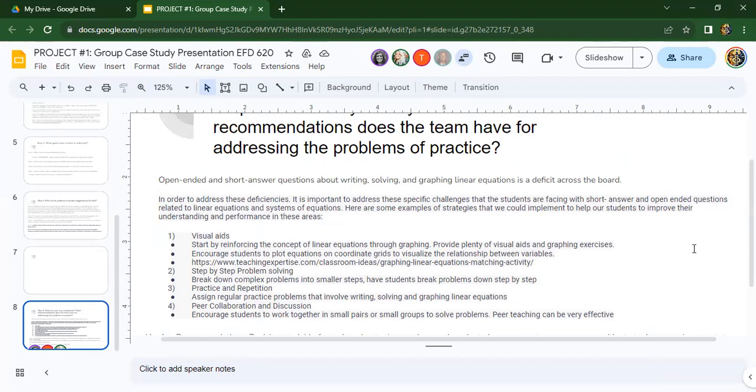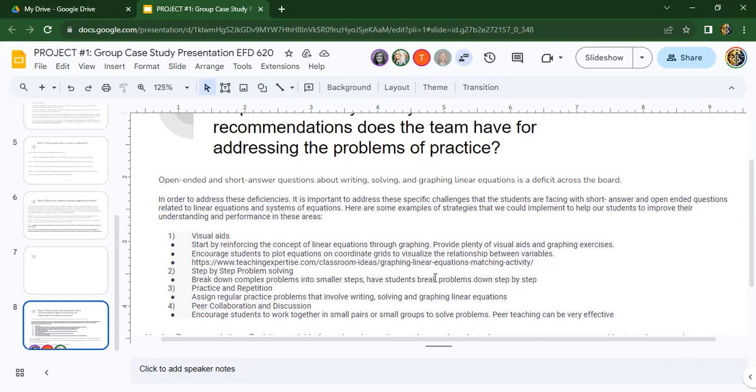Visual aids. We start by reinforcing the concept of linear equations, which encourages students to plot equations on coordinate grids to visualize the relationship between variables. Also, step-by-step problem solving, which will break down the complex problems into smaller steps, and it has students break down the steps. Practice and repetition is the next step. Assign regular practice problems that involve writing, solving, and graphing linear equations.